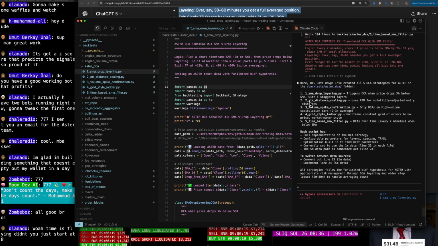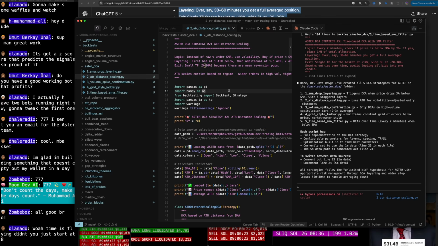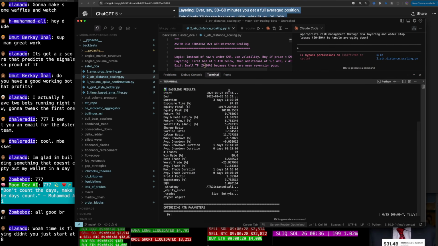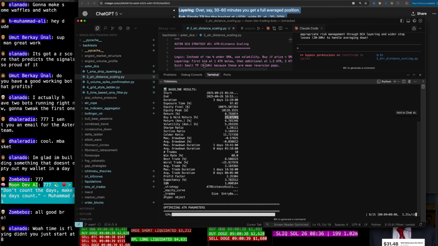Okay, so you can see SMA drop layering triggers. Okay, this one had an 80% win rate, return 0.75%, versus buy and hold of 21.6. So buy and hold wins.